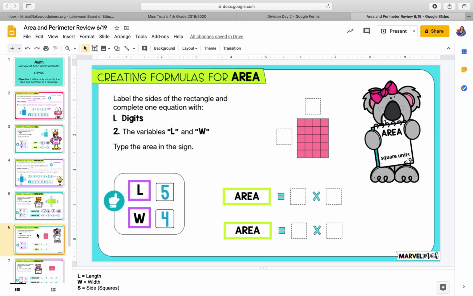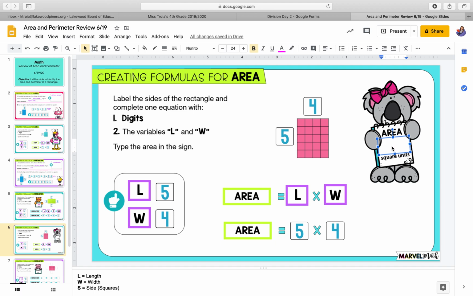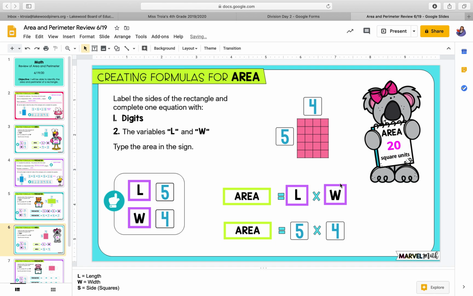Now again with the koala, we're working with area. So label the sides of the rectangle and complete one equation with the digits and the variables length and width. So going across the top, which is our width, we have 4 units. And our length is 5 units. I know that area is length times width. So we have 5 times 4, and that's a pretty basic multiplication. So we have 20 square units.